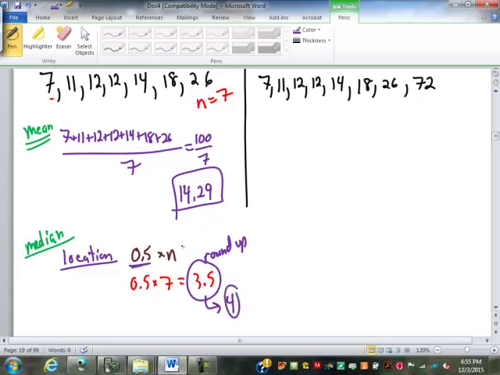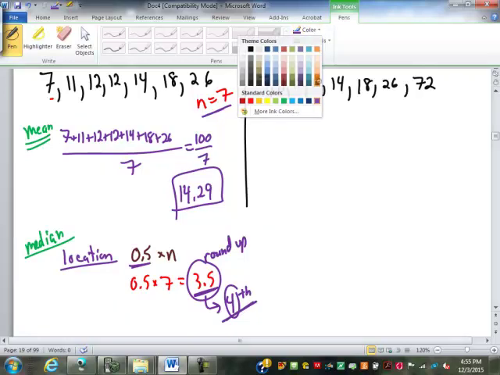Median is middle, it's halfway. 0.5 is just half, period. 7 is the n, the number of items in the list. So when we're finding the median, it's always 0.5 or 1/2 that we use. So we got 0.5 times n, or 0.5 times 7 is 3.5. Since that's a decimal, we round it up to 4. What that is saying is the 4th number in the list is our median.